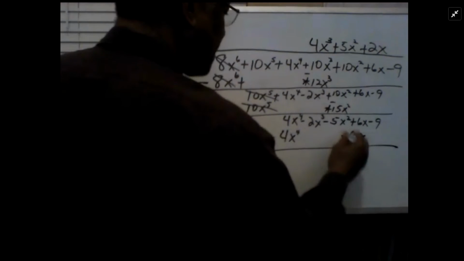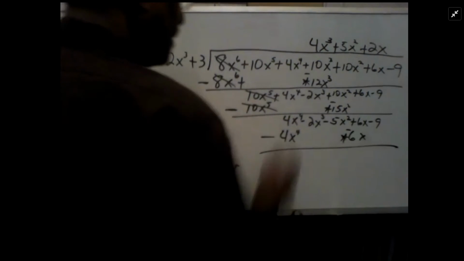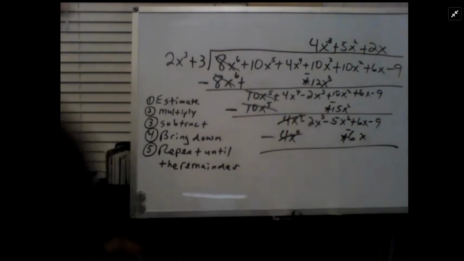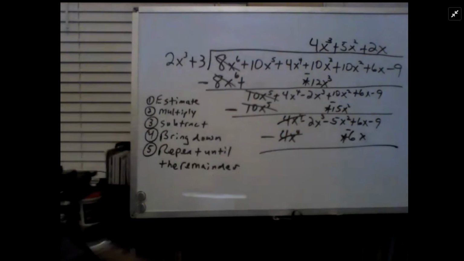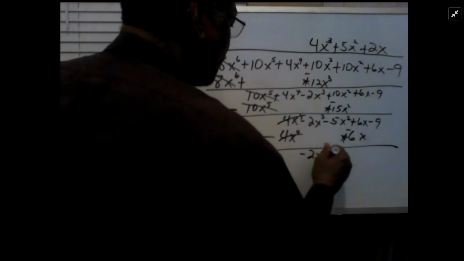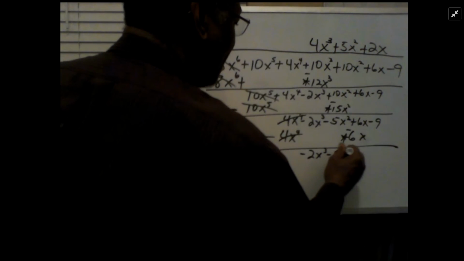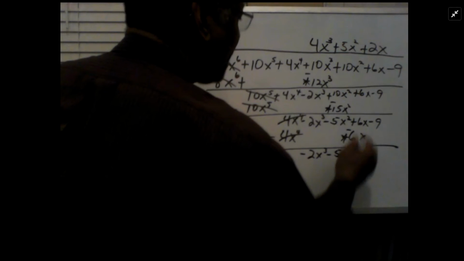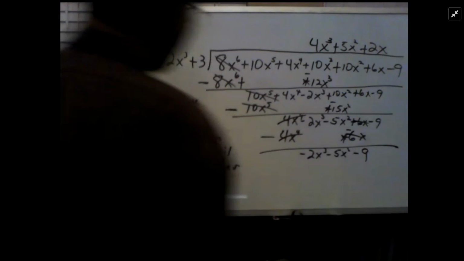Minus means change the signs again. The 4x to the 4th cancel out. This must happen or else you did something wrong. So now I have a negative 2x to the 3rd minus 5x to the 2nd. And this happens to cancel out, which is kind of nice. That doesn't always happen. Minus 9.